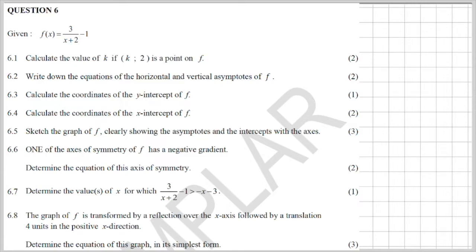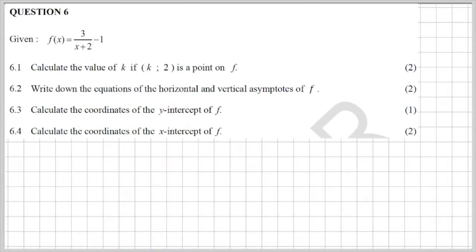As I look at the sum, I'm not even going to worry about what I need to answer for this question. I'm just going to start by analyzing f of x. It tells me f of x is 3 over x plus 2, minus 1. So the first step is, what kind of function is this? Well, this is a hyperbola. How do I know that? Because it's 3 over x plus 2.